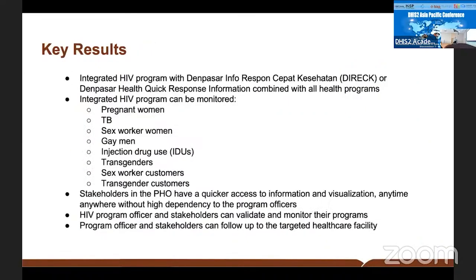Next, please. Yeah, for the key results. This dashboard is about the HIV program already integrated with what they call DREC, or Denpasar Health Quick Response Information, where all the health systems are together in one DHIS2 as a data warehouse. But for the specific TB use case, we integrated this program with pregnant women, TB, and other key populations. And now, as the result, the stakeholders at the provincial health levels or city levels can access the visualization and make decisions or create recommendations, as well as monitor or validate the programs they have implemented in such areas in Denpasar, Bali.